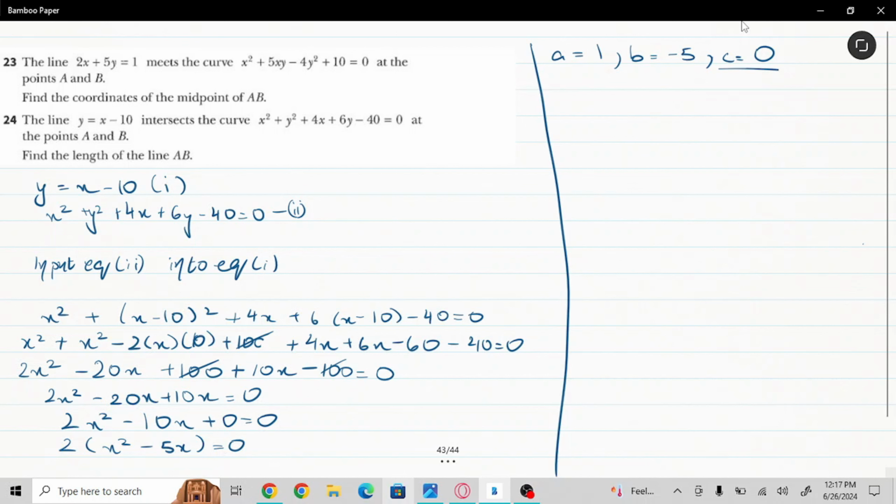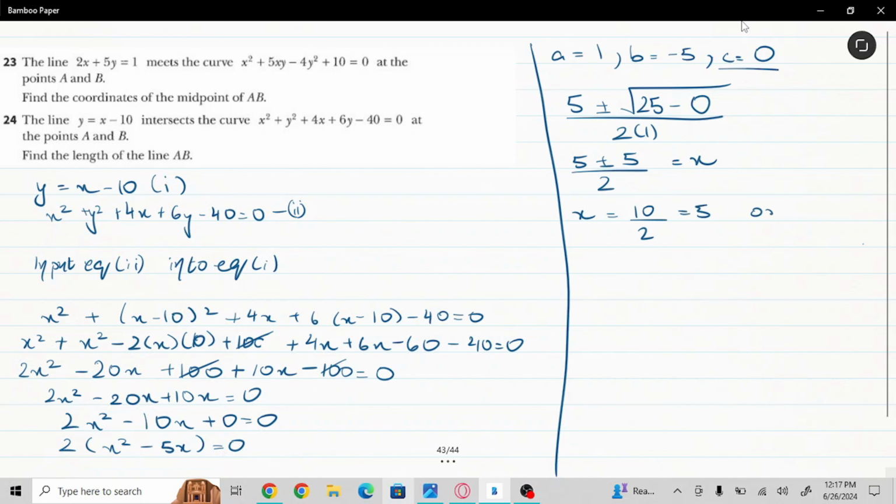So minus b becomes 5, plus minus under root b squared, 25, minus 4ac, which becomes 0, divided by 2a, meaning 2. So 5 plus minus under root 25, which is 5, divided by 2 is equal to x. So we are going to say x is equal to 5 plus 5, 10 divided by 2 is equal to 5, or x is equal to 5 minus 5, meaning 0 divided by 2, which becomes 0. So x is equal to 0.